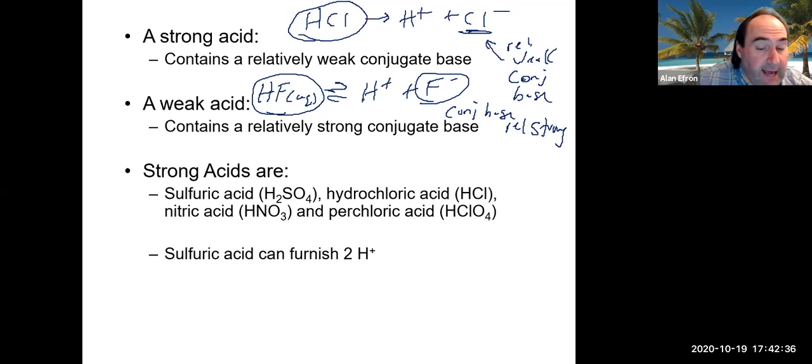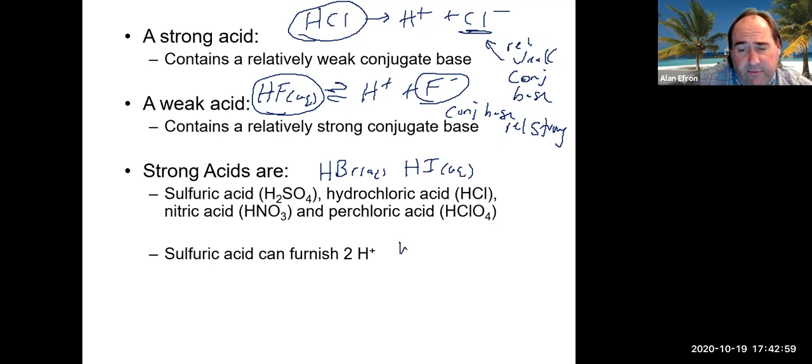These are some strong acids: sulfuric acid, hydrochloric acid, nitric acid, perchloric acid. HBr, which is hydrobromic acid, is also a strong acid. HI is also a strong acid, hydriodic acid. So these are some very common strong acids.